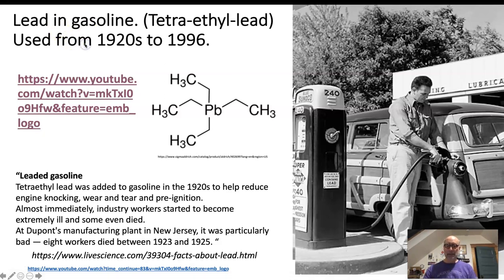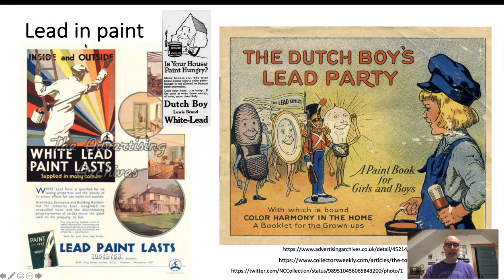Okay, let's finish up here by looking at lead in paint. And again, the advertising for lead in paint was huge. So Dutch Boy was the company that sold, I think, the most of the lead paints on here and made the biggest fuss in terms of advertising. And I've just put some of these advertisements up here.